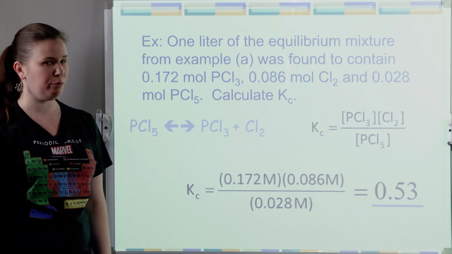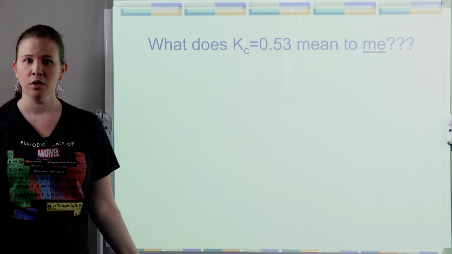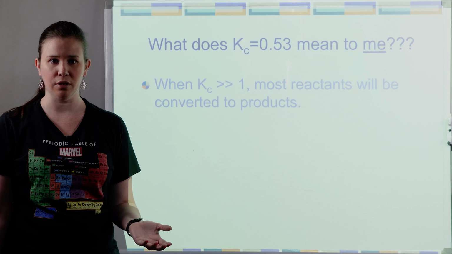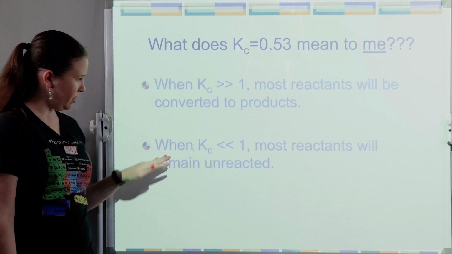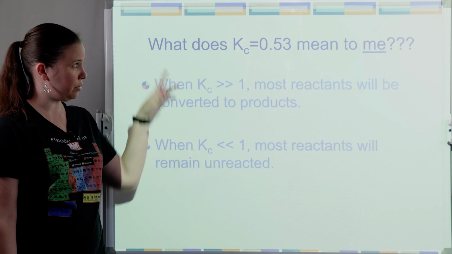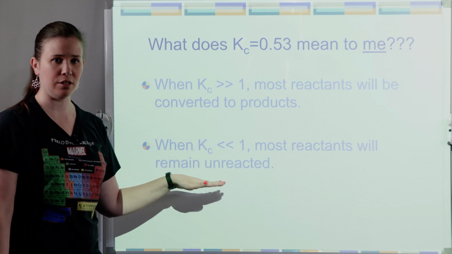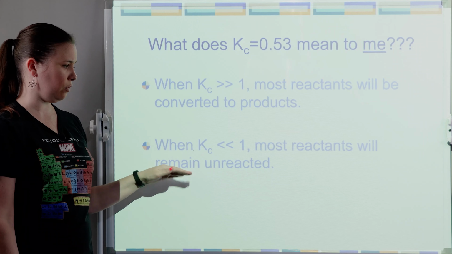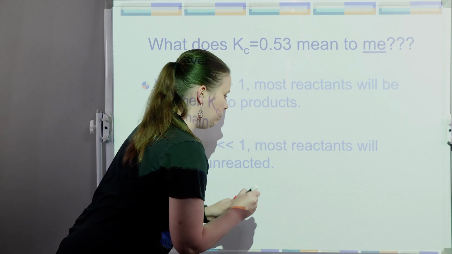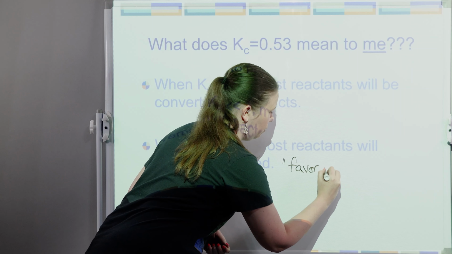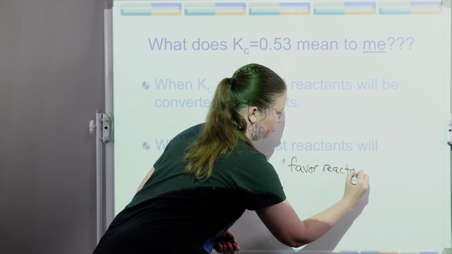So what does that number of 0.53 really mean? Well, if it's less than 1, like with this example of 0.53, that means it wasn't a super efficient reaction and most of the reactants remain unconverted. So this would be basically, we favor reactants.